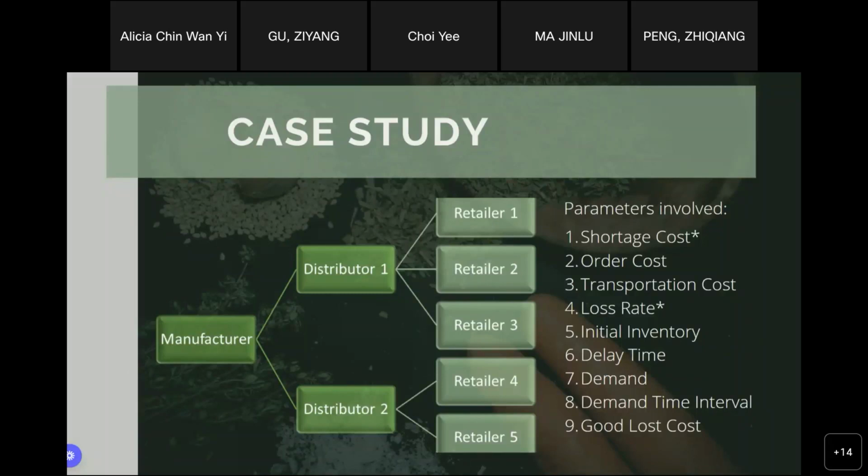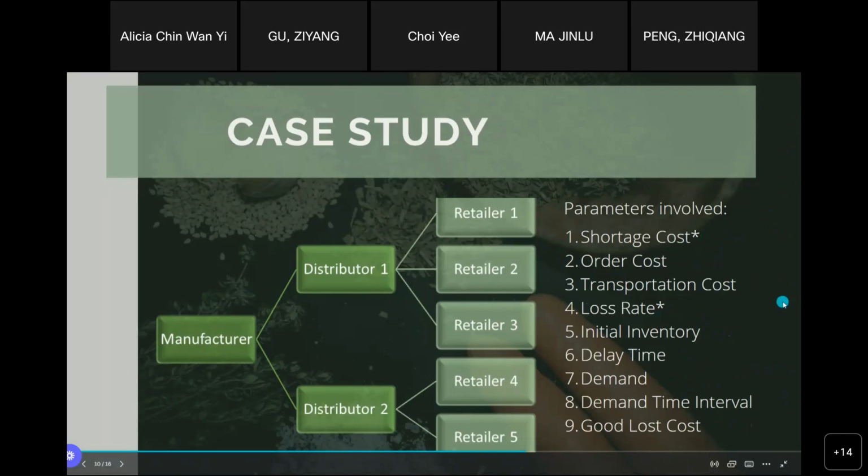I am Kamchari, and I will give a brief explanation about the case study. This diagram delivers a general idea of the multi-echelon inventory system that will be used for agricultural products in a certain chain enterprise. It consists of one manufacturer, two distributors, and five retailers. And the parameters involved are shown here, including shortage cost, order cost, transportation cost, loss rate, initial inventory, delay time, demand time interval, and good loss cost.